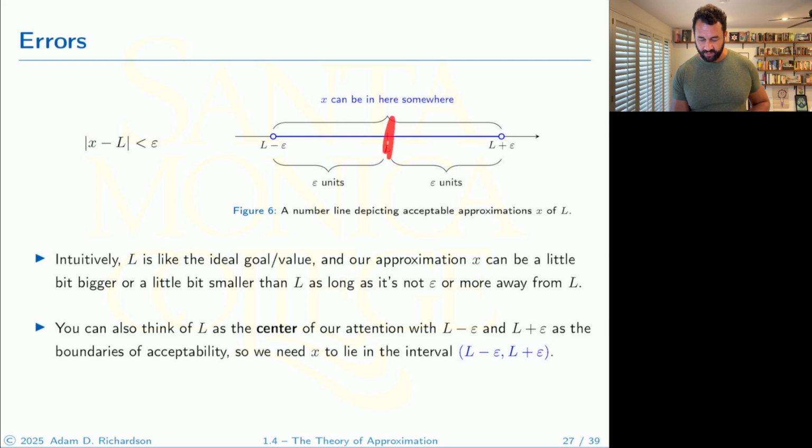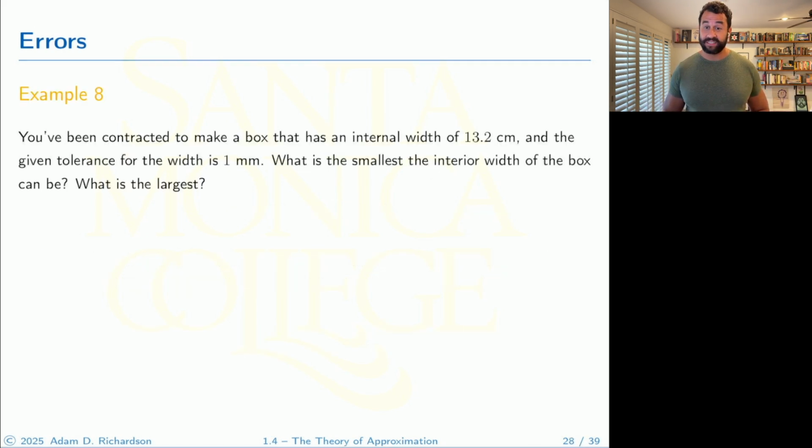So here's what we really wish we could get. This distance here is epsilon. This distance here is epsilon. That's how far off we're allowed to be. And then these are the lower bounds of acceptability, right? So you can think of L as the center of our attention, and L minus E, L plus E are like the boundaries of acceptability. So we need x to lie within that interval for it to work. Otherwise, we got problems.